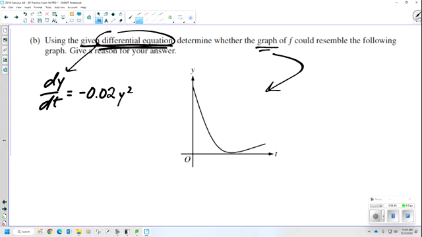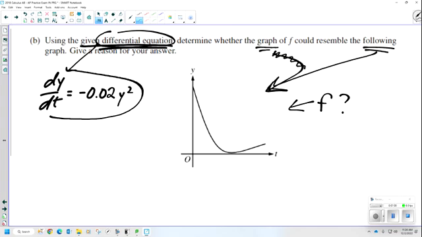I made a mistake. The graph of the original equation could resemble this following graph here. So could f be this? If this was the differential equation, it really could y be this, given this dy/dt. I don't like how they flip-flop back and forth, but it's the same thing. As long as you know what you're doing, there's really no math involved here.